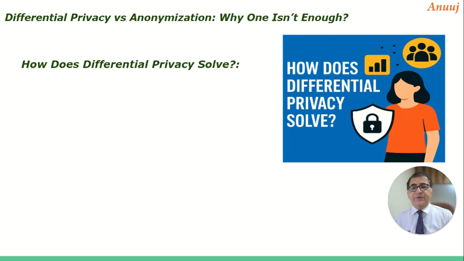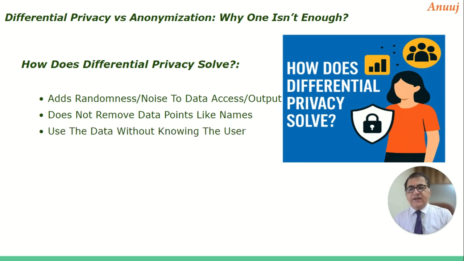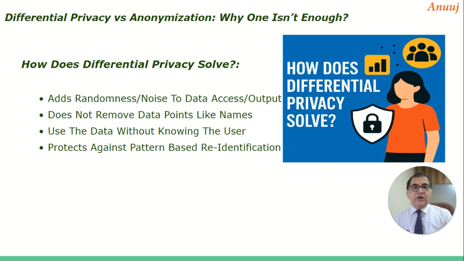Then what does differential privacy do? It adds some randomness and noise to the access of data or at the output of the data. It does not remove data points like names, etc., but just adds some noise. It helps you use the data without even knowing the user, because now there is noise there, so you can't identify the user until you do a reverse differential kind of privacy. Therefore, pattern re-identification is difficult and cannot be used.